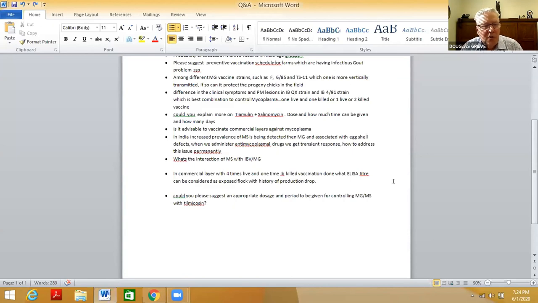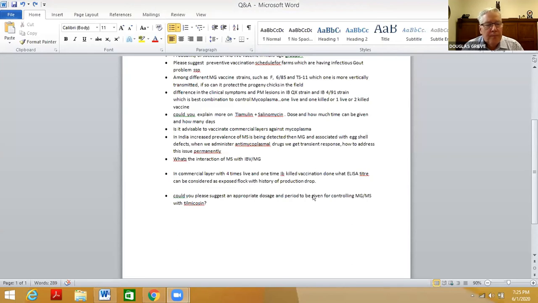Next question: what's the interaction of MS with IB and MG? I attempted to address that in my presentation. MS, while not always causing clinical disease alone, is a potentiator for these other respiratory pathogens, and IB would be one of the most important ones. MG could also work in that same way. So yes, they do interact.